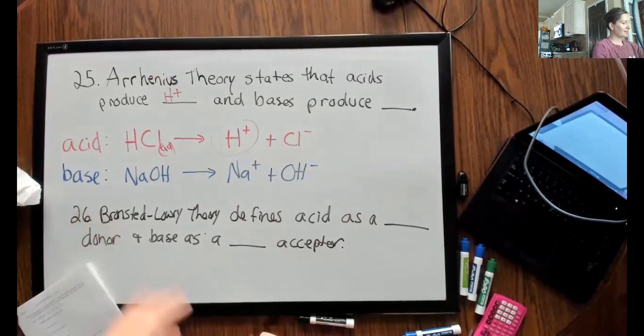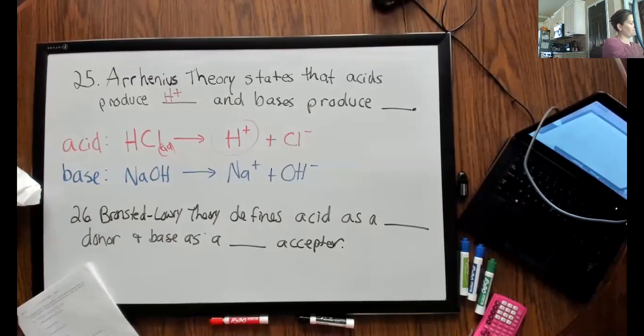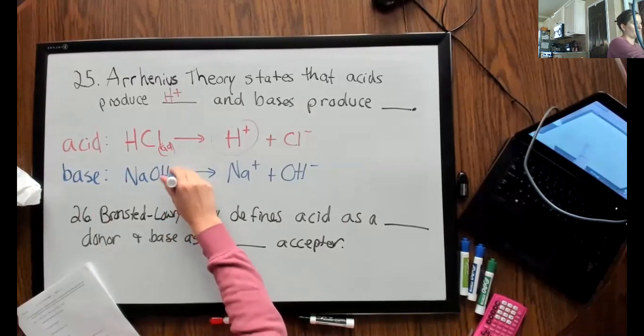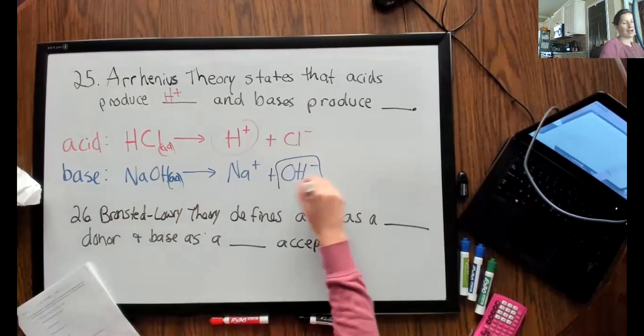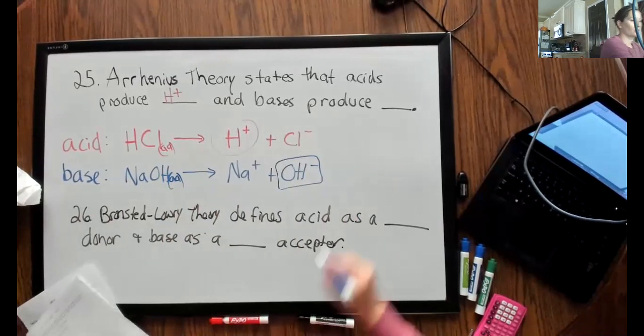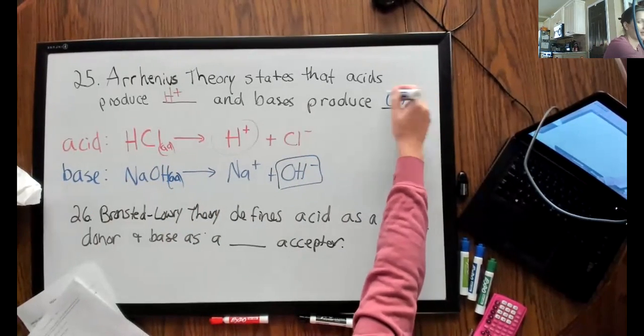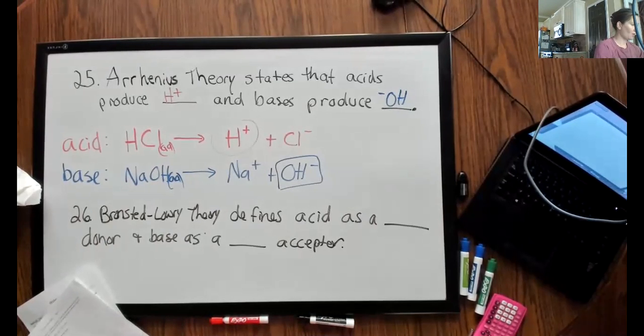So now for bases, when this sodium hydroxide, which is a strong base, dissociates, it's going to form an OH minus ion. So bases produce OH minus according to the Arrhenius definition.